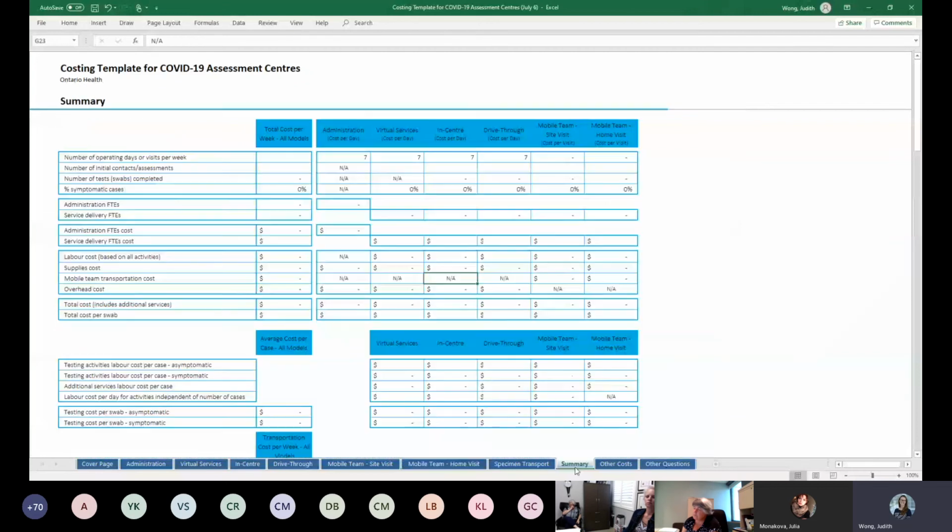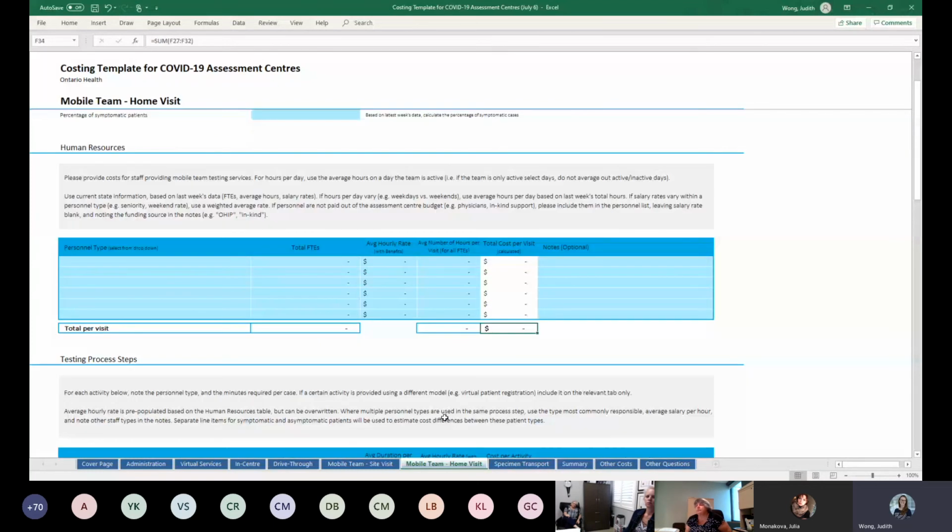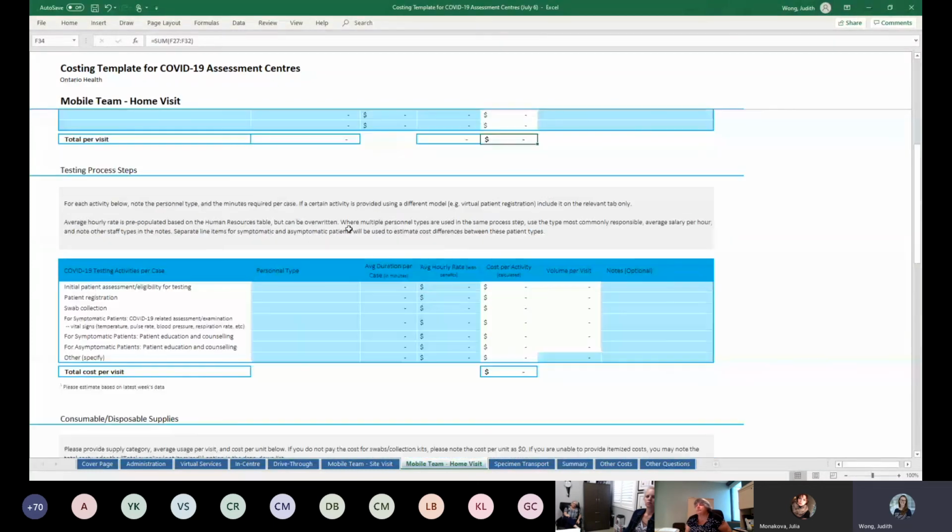Your labor cost is based on your activities. So that's a roll up of what you've reported in the steps and is totaled here.